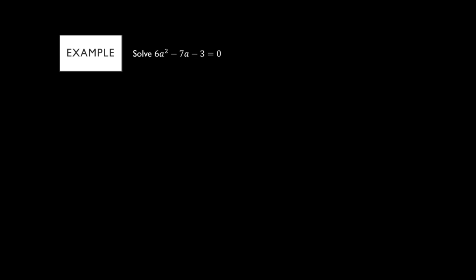So to do the AC method, I'm taking the first term and the last term, and I'm just ignoring that minus 3. So 6 times negative 3 gives me negative 18. And then I want two numbers that multiply to negative 18 and add to negative 7. So off the top of my head, I immediately think of negative 9 and 2. Those multiply to negative 18, and negative 9 plus 2 gets me negative 7.